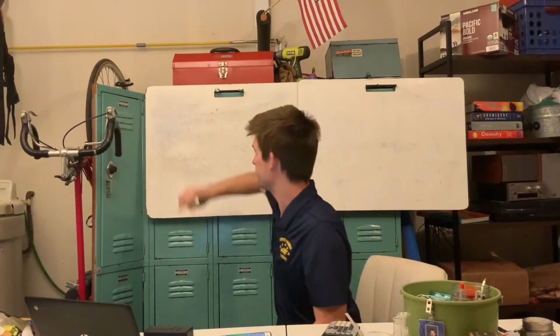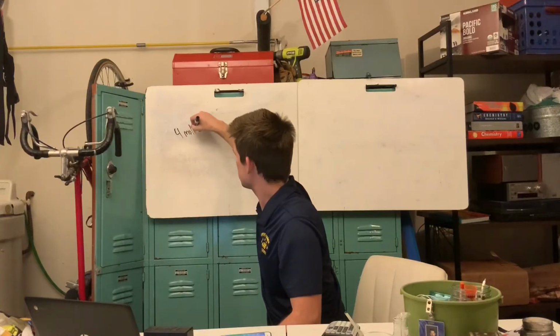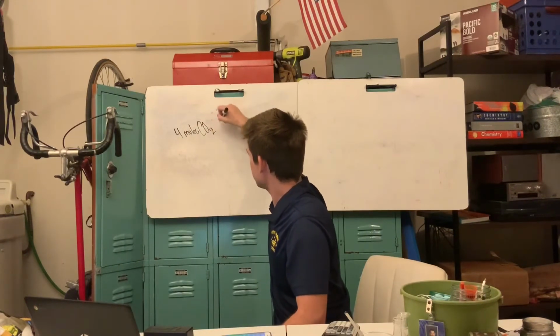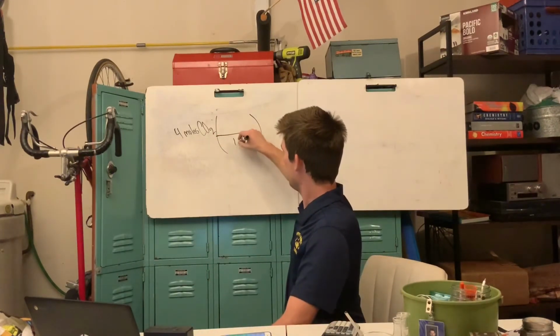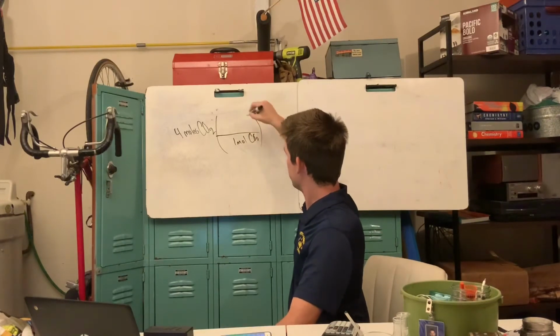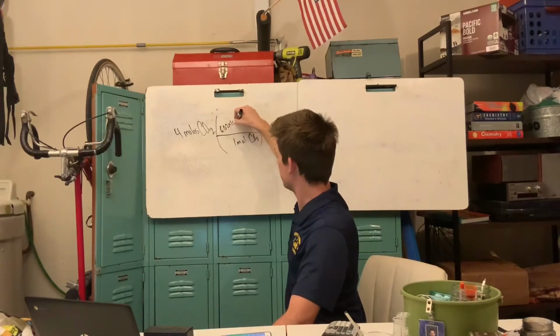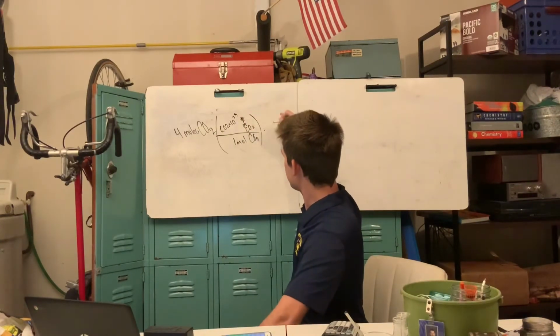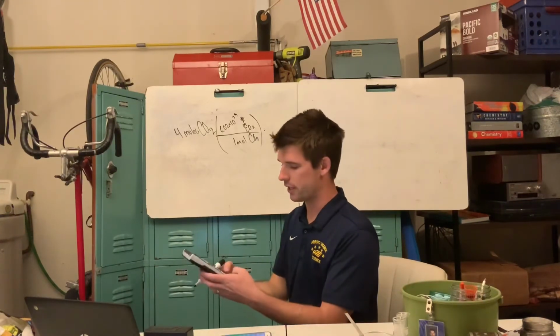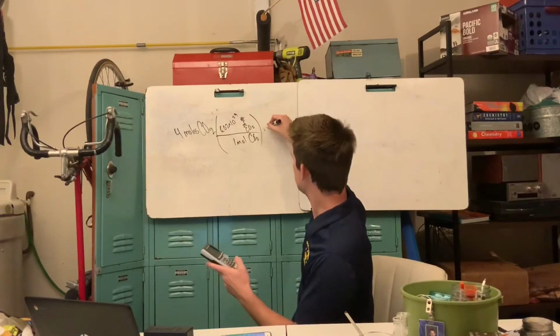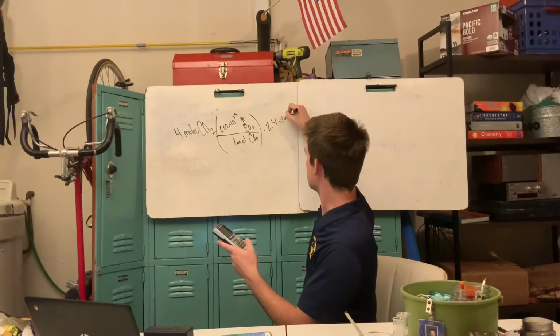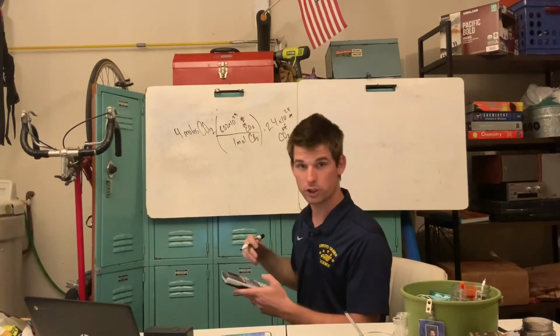So let's start with what we're given. 4 moles of CO2, and I need to convert that to number of molecules. So 1 mole of CO2 is 6.02 times 10 to the 23 number of CO2. And that's going to give us whatever we get from calculating that. 4 times 6.02 EE23. We get 2.4 times 10 to the 24 number of carbon dioxide molecules.